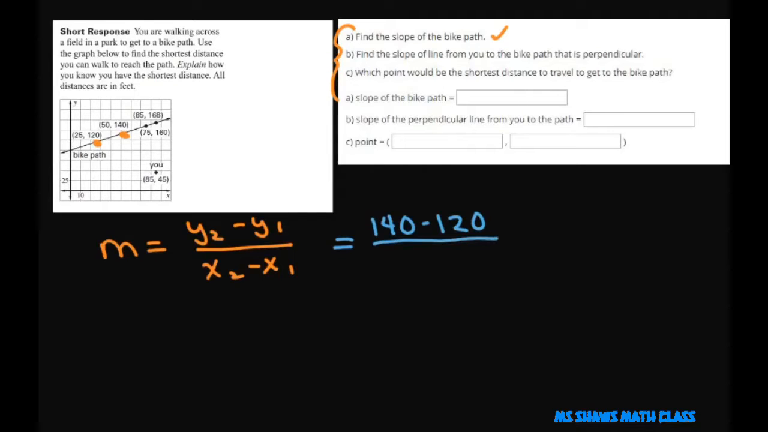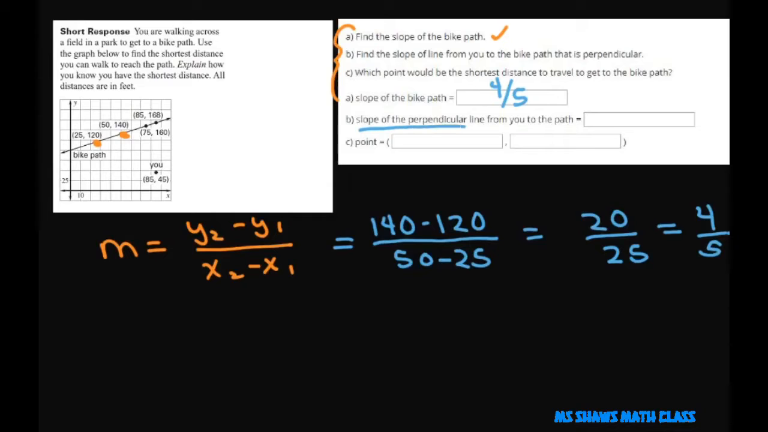So the slope formula is y sub 2 minus y sub 1 divided by x sub 2 minus x sub 1. So I'm going to pick these 2 points here and use the slope formula. I'm going to do 140 minus 120 divided by 50 minus 25, and that gives us 20 divided by 25, and divide both of those by 5 and you get 4/5. So that's your slope of the bike path.